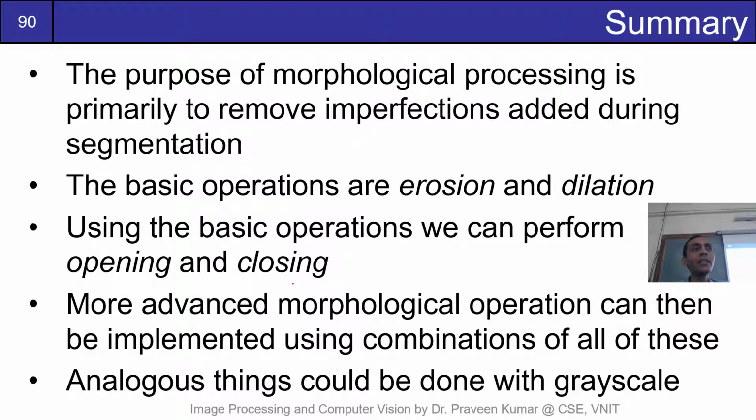So in summary, we discussed morphological processing, which was mainly used to remove imperfections added during segmentation, and we have also seen it can help us in segmentation. The basic operations we studied were erosion and dilation, and using them we have opening and closing operations, and with that we could perform advanced morphological operations by combining these suitably. We also extended this to grayscale. I hope you found this morphological operation interesting.